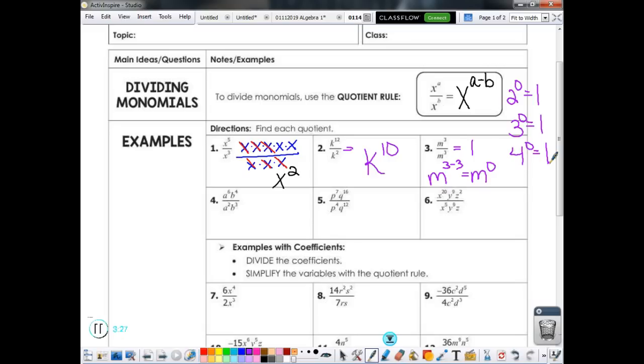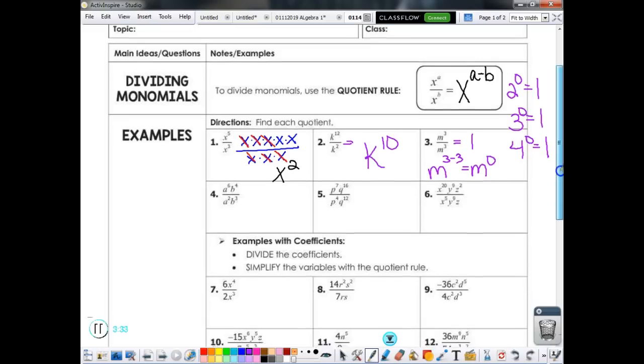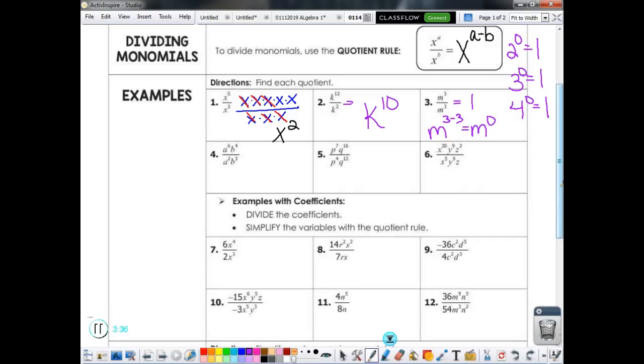Any questions so far? Okay, let's look at number 4. Remember, you have to do the same base. So I have a and b, right? My a is going to be raised to the 6 minus 2, and my b is going to be raised to the 4 minus 3. 6 minus 2 is what? 4. 4 minus 3, do I have to write the 1 in the exponent? No, right? So my answer would be a to the 4 times b. That's all you would have to do.